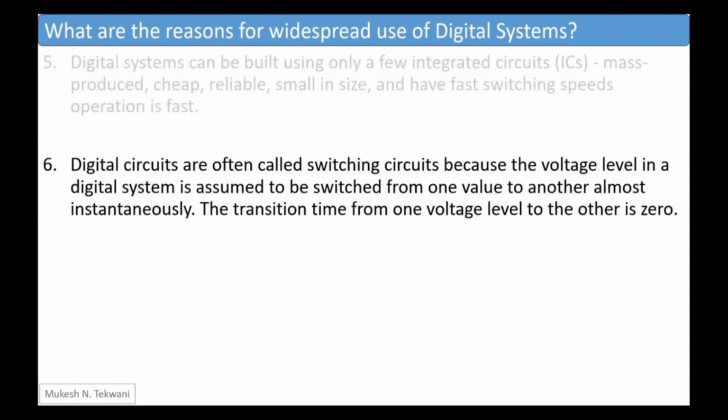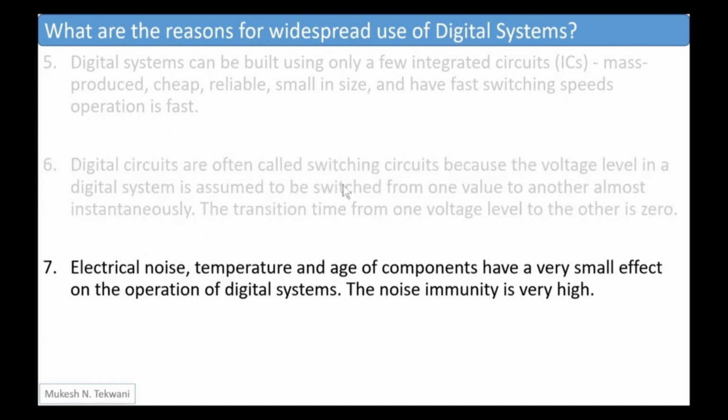Digital circuits are also called switching circuits because the voltage level in a digital system changes from one value to another almost instantaneously. This transition time from one voltage to the other voltage is 0. Digital systems are not affected by electrical noise, by the temperature, and by the age of components, and the noise immunity is very high.